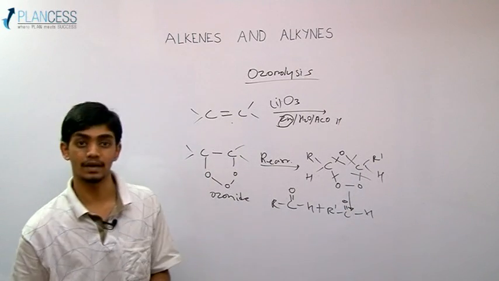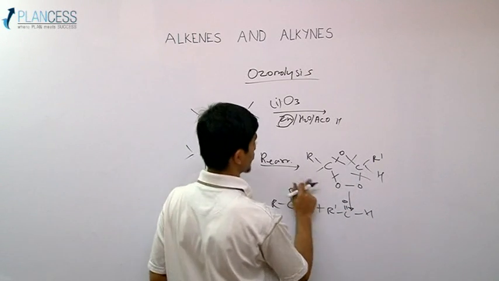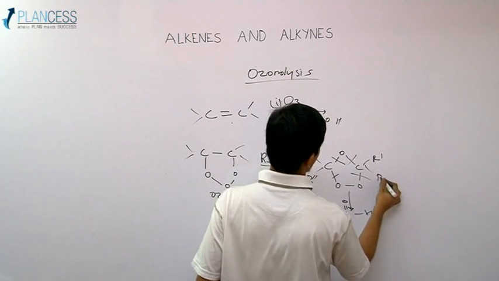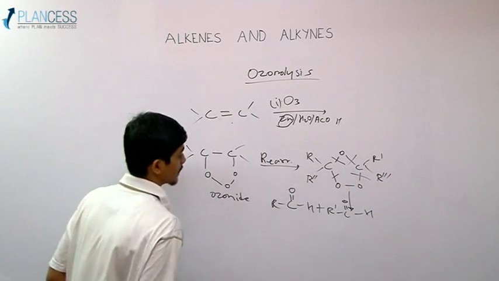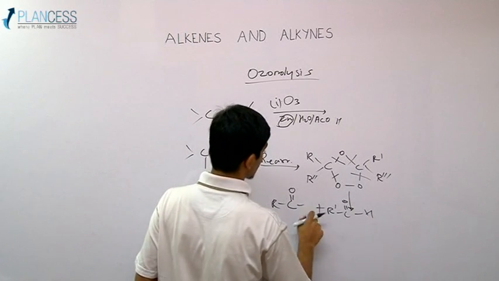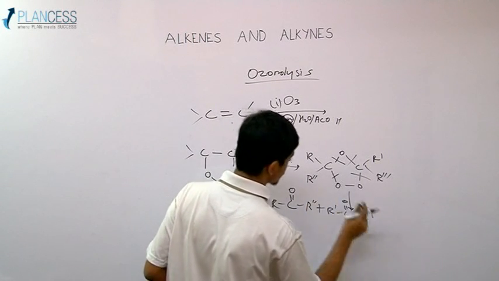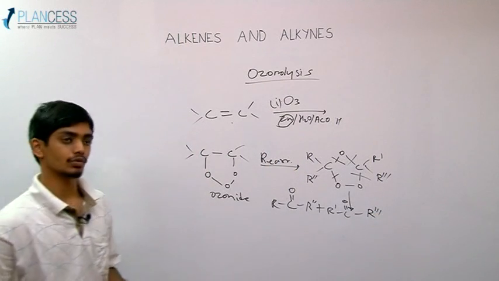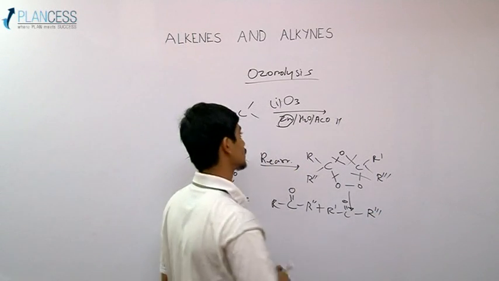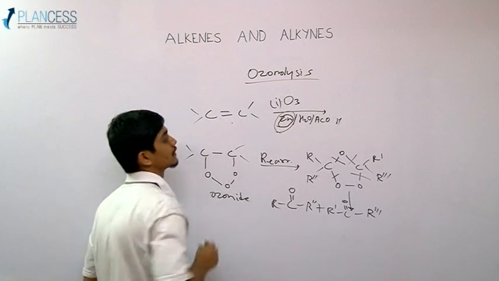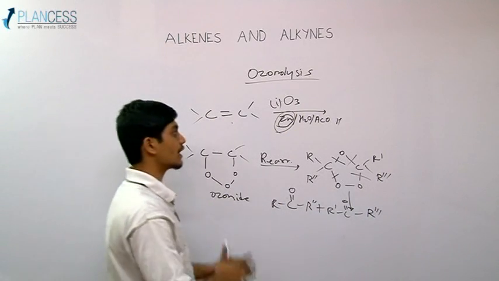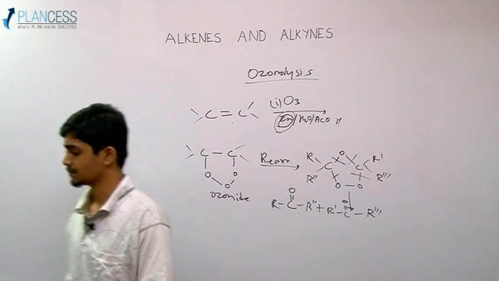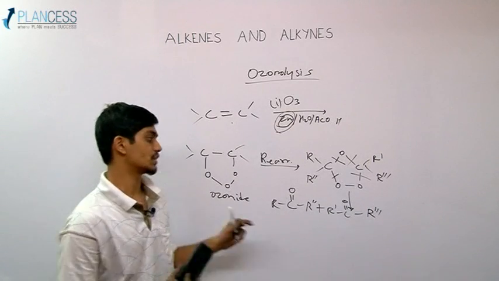Now suppose I replace this by an R dash group or R double dash group. Here I replace by an R triple dash group. Then what I get is a ketone, and this ketone is the maximum oxidation state. And anyway, even if it is an aldehyde, it does not convert to the carboxylic acid stage because of the presence of this Zn. Because of this Zn, the oxidation stops at the aldehyde or the ketonic stage. So this is the ozonolysis.